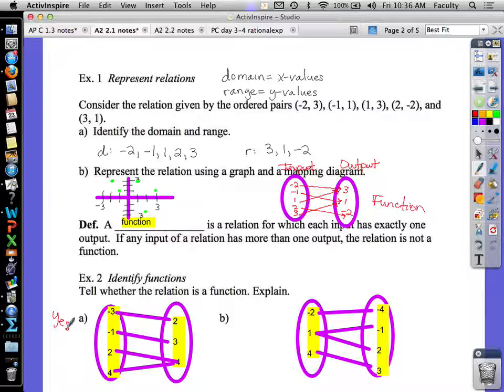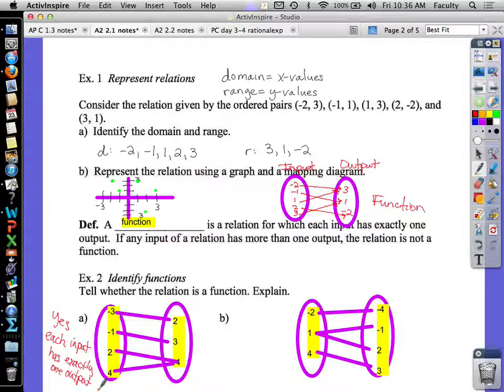Yeah, Henry? Because all the inputs only have one. Each input has exactly one output. And that's how you should explain it on the quiz, okay? You're going to say yes because each input has exactly one output. That demonstrates you understand the definition of a function.